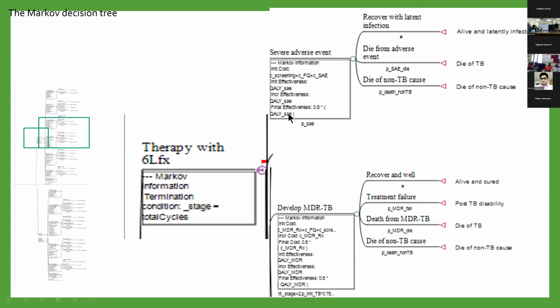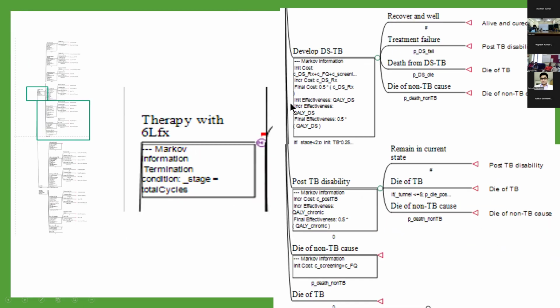Similarly, for each probable outcome, they can have further outcomes. So these are the leaf nodes. I just wanted to show you how they have actually done it quite well, quite extensively. And this is a Markov node, and this is how they have made the Markov decision tree model.